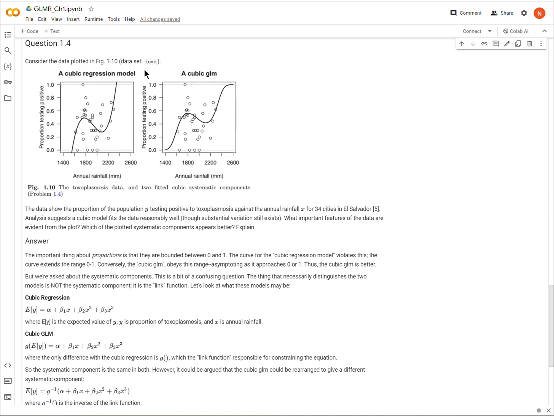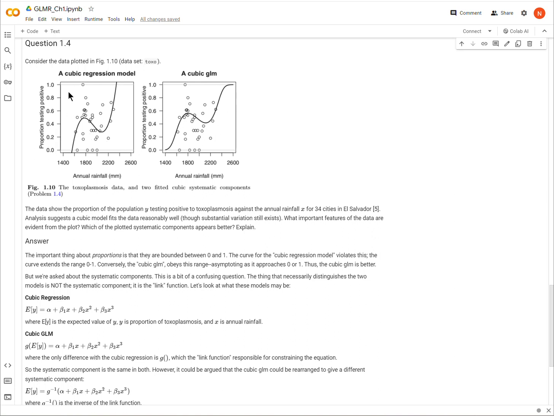And then we have two different models. We have a cubic regression model, and we'll talk about this, and a cubic GLM, a generalized linear model. Okay. So we need to identify some important features of the data and then talk about which systematic component seems to be fitting the data better, and then to explain why. All right.